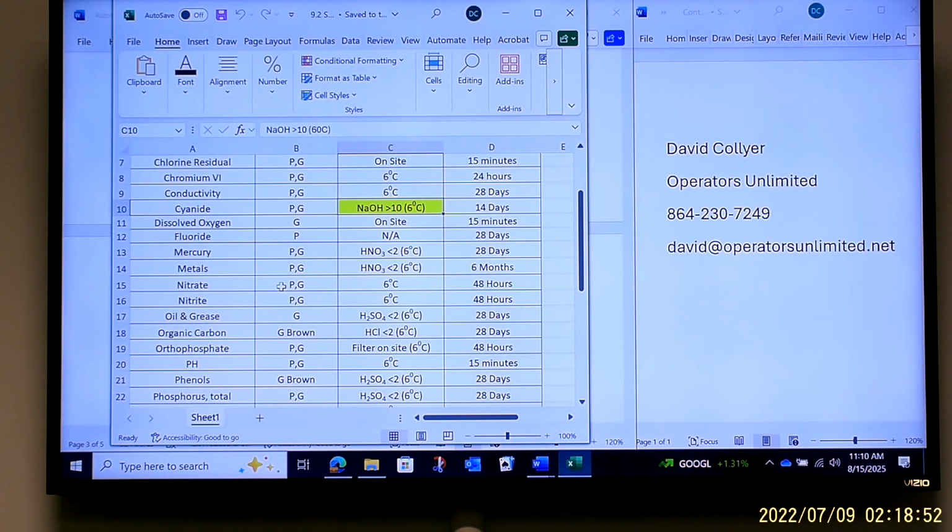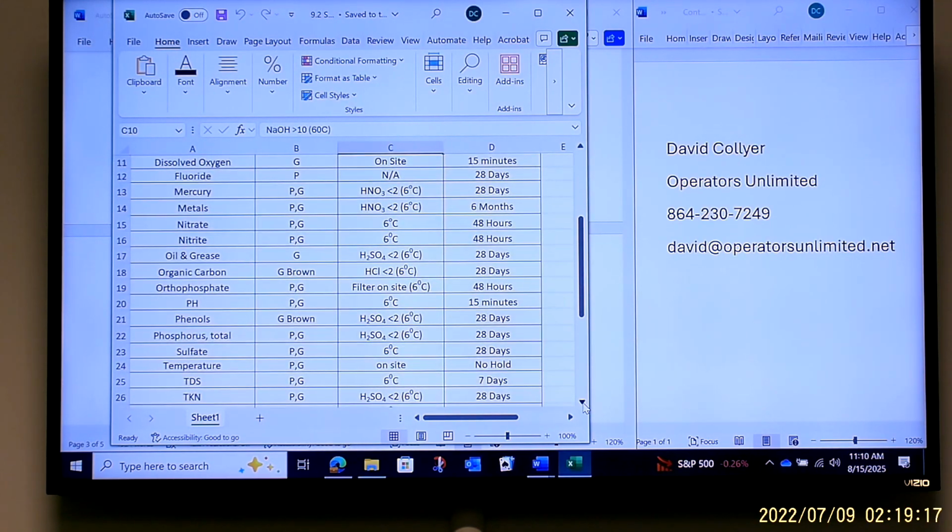Nitrates, plastic or glass, refrigerate at 4 to 6 degrees, 48 hours maximum hold time. pH, plastic or glass, 4 to 6 degrees C, 15 minutes hold time. This is a field analysis. We're going to test it in the field.